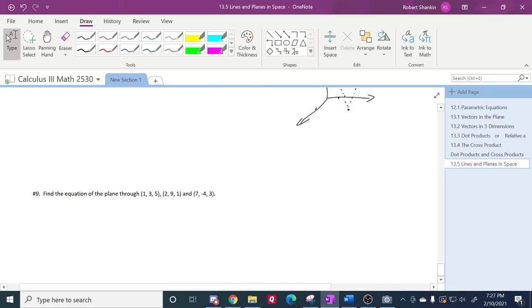Okay. So number 9 is find the equation of the plane through these 3 points. And this is a tough problem.